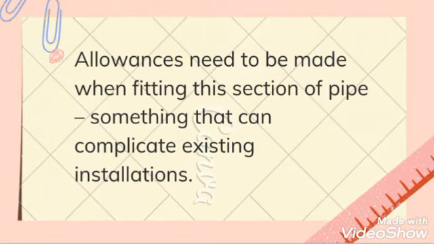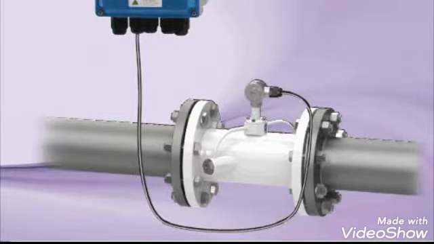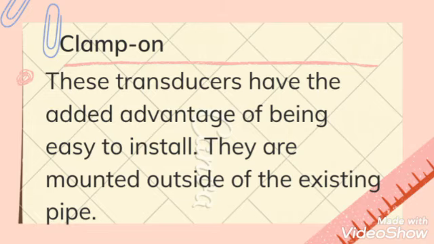Allowances need to be made when fitting this section of pipe, something that can complicate existing installation. So care should be taken with the installation. As you can see, this is a section fitting. A sensor is fitted in a section of pipe, and with the flanges we can connect this whole device inside the pipe.